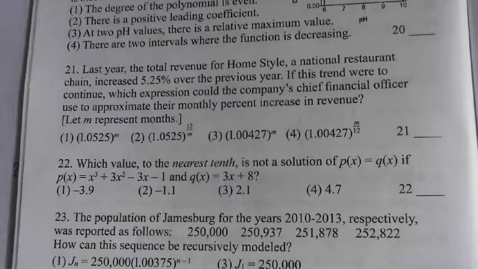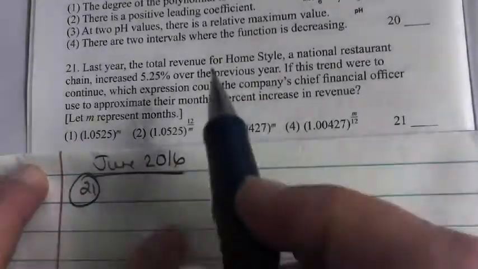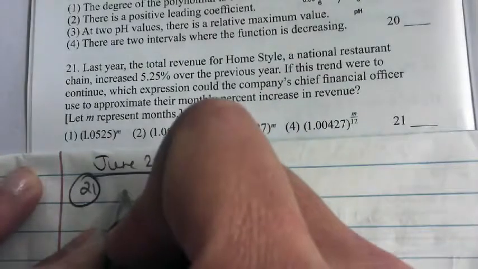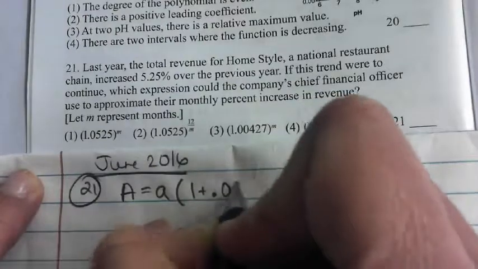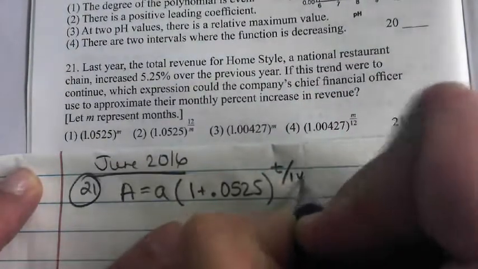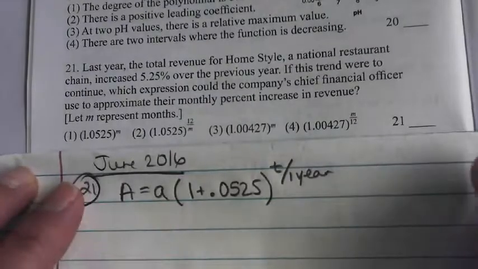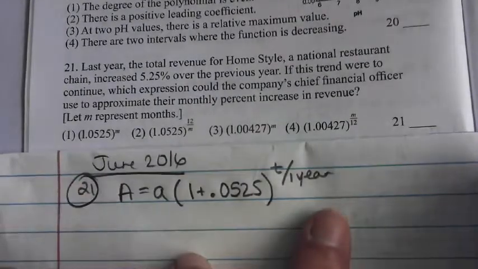If this trend were to continue, which expression could the company's chief financial officer use to approximate their monthly? Okay, so I'm going to definitely go to a separate sheet of paper on this one. Right now, we have the yearly growth. So we have the final amount equals the original amount, 1 plus 0.0525 to the t over 1 year power. They want us to change it to the 1 month power.